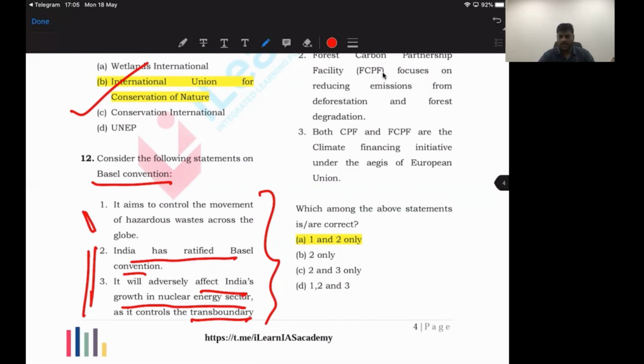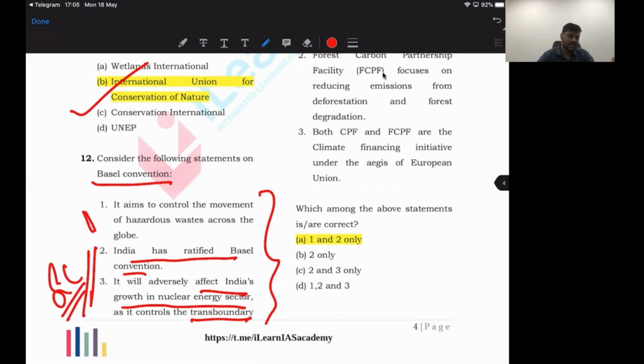Can these two statements come together? That's my question. Are these statements consistent with each other? Apply the statement consistency theorem here. Will India ratify a convention which will adversely affect it? That's the logic you should apply.